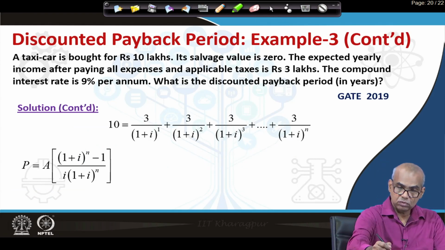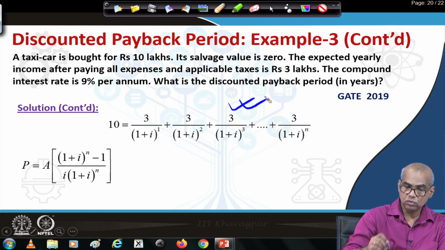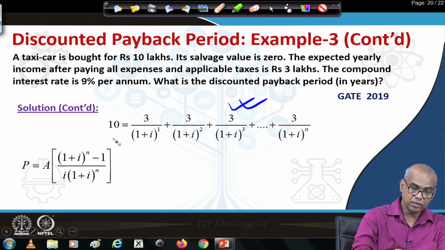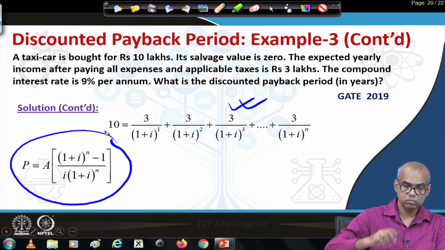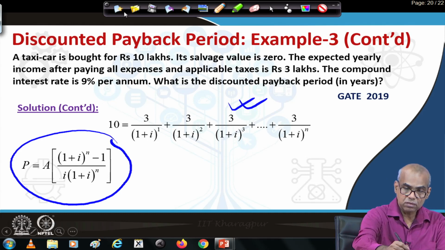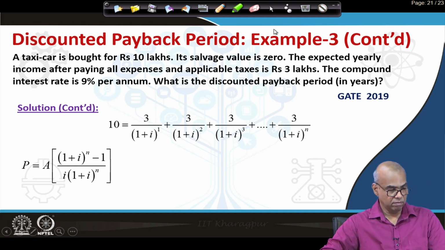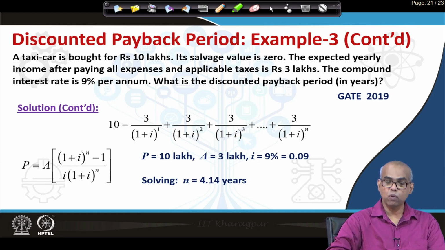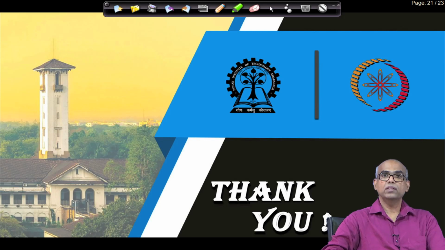So, now you know this is an uniform payment series and the formula is known to you. You can make use of this and can find out n. So, P is equal to 10 lakh here, A is 3 lakhs and the rate of interest I is 9%, which is 0.09. So, if you solve for n, it will be 4.14 years. So, with this we stop our discussion on lecture 23 here.